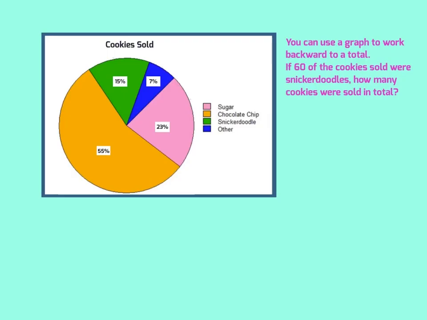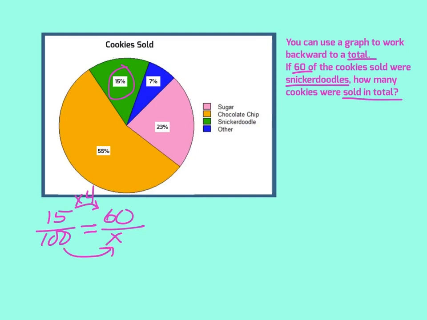We can also use a graph to work backward to a total. So if we know 60 of the cookies were snickerdoodles, we can use that information to find how many total cookies were sold. So we know 15% were snickerdoodles, so that tells us 15 out of every 100 were snickerdoodles. We also know that we've sold 60, but we don't know out of how many. So now we can use our equivalent fractions. We can see this is really just 4 sets. 15 times 4 is 60, so we can do the same in the denominator. So times 4 here gives us 400 total cookies.